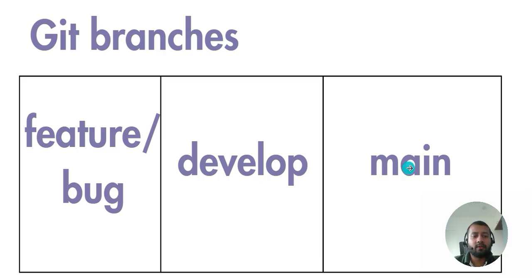Here, instead of main, you can also have master. But typically this is how the naming strategy works. Whatever code is deployed on production is stored in main or master. Whatever development you are doing is kept on develop, and a feature branch or bug branch is created for you to work on the features or bugs. So that was all the theoretical part. Let's get to Visual Studio Code and see these branches in action.